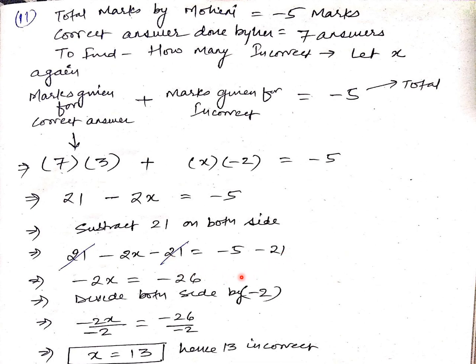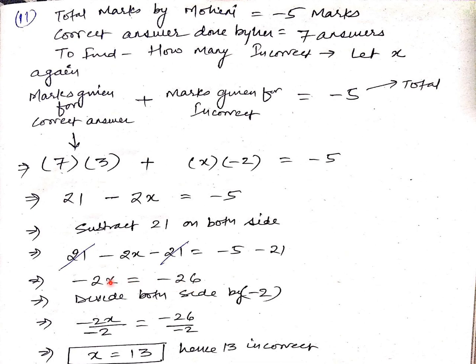Why did we do so? To make x alone on the left hand side. Now what happened by this? This minus 21 plus 21 got cancelled. Now we have the equation minus 2x equal to, these two will be added, minus 26.